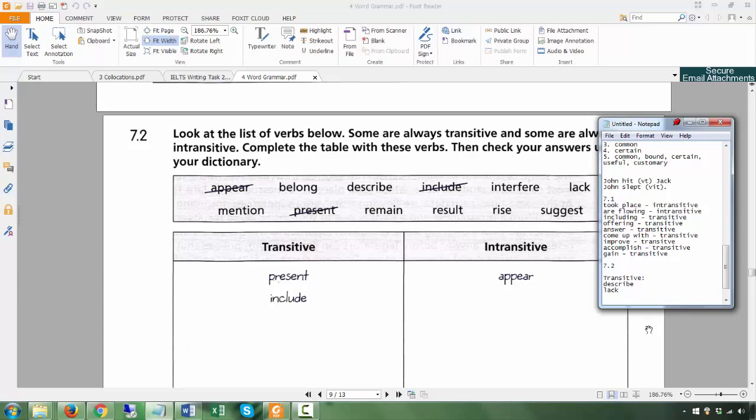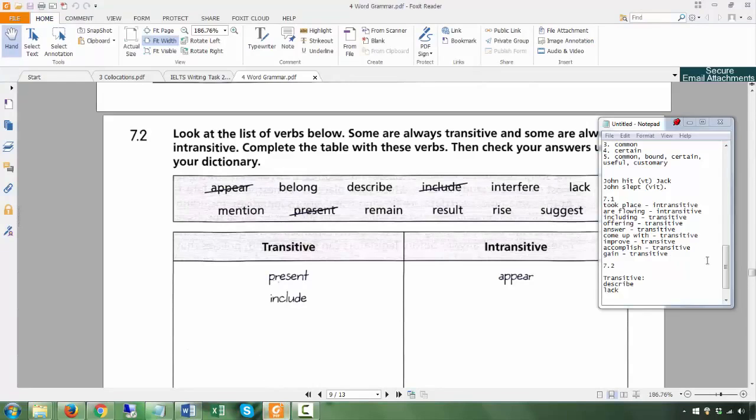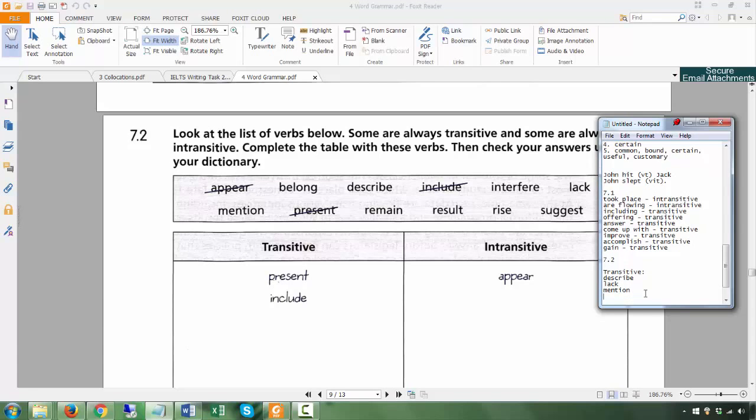Okay, I'll get to that later when I talk about lack, verb or lack as a noun. Okay. What else is transitive? Now, of course, you can just look at the dictionary. It tells you straight away because these verbs are either one or the other. Mention. He mentioned something. And suggest something.